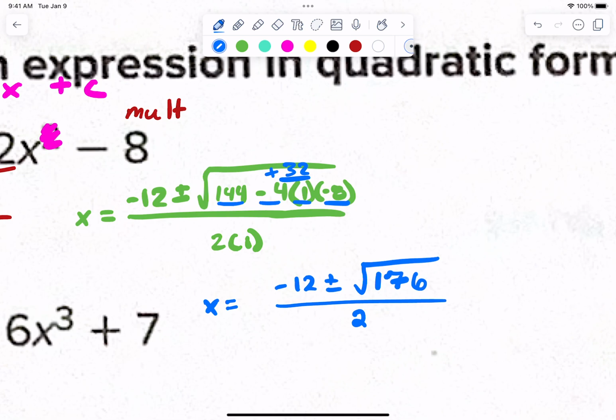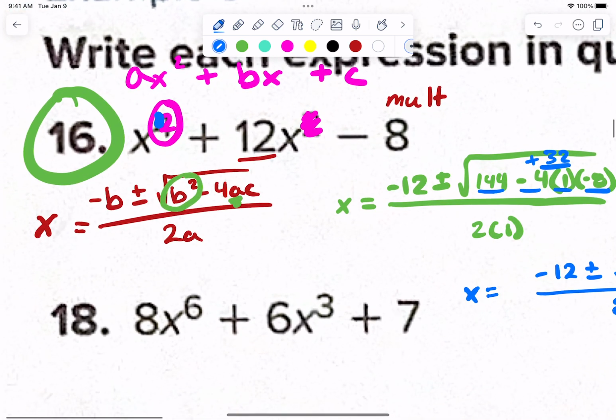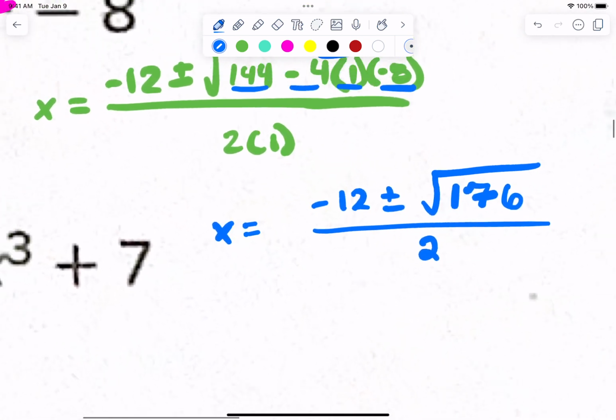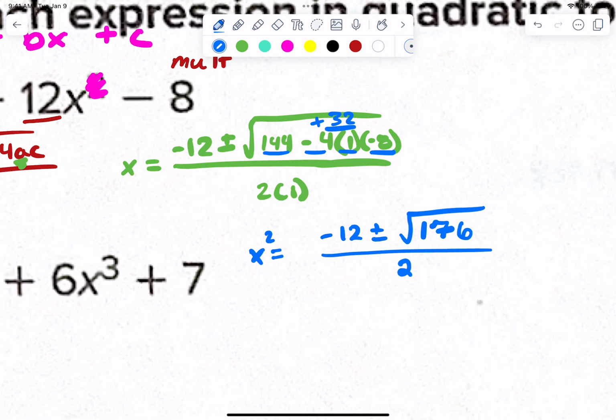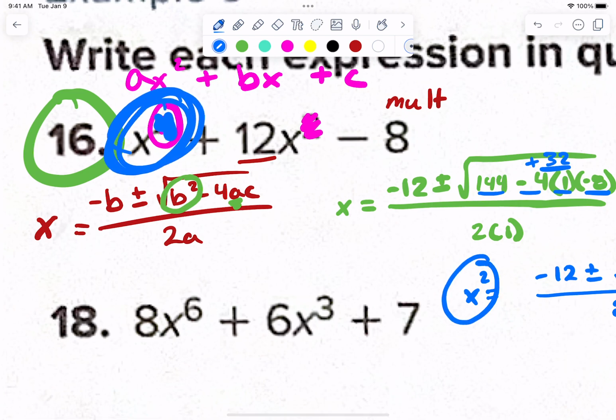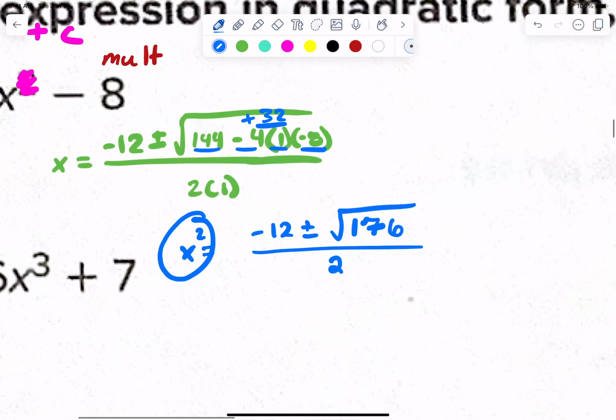Here's the deal. Just wait. This is what x equals. But the problem is we had x to the 4th power and not just x. So it's actually x squared equals that. Does that make sense? If it was x squared here, then x equals that. But if it's x to the 4th, then x squared equals that.